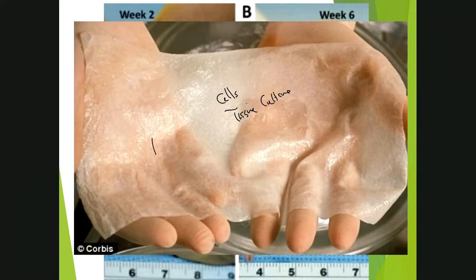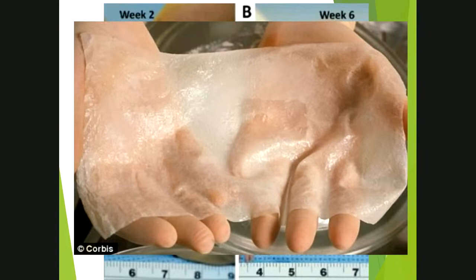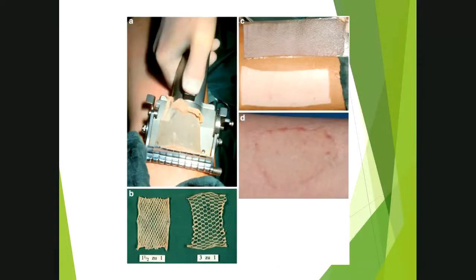But because it's your skin, there's no chance of rejection. So you don't have to worry about your immune system destroying this. Also, it's not a mesh. And because it's not a mesh, there's less scarring. And so if you look at that, it looks like this. It looks like this. And so you only get a little bit of scarring around the edges.